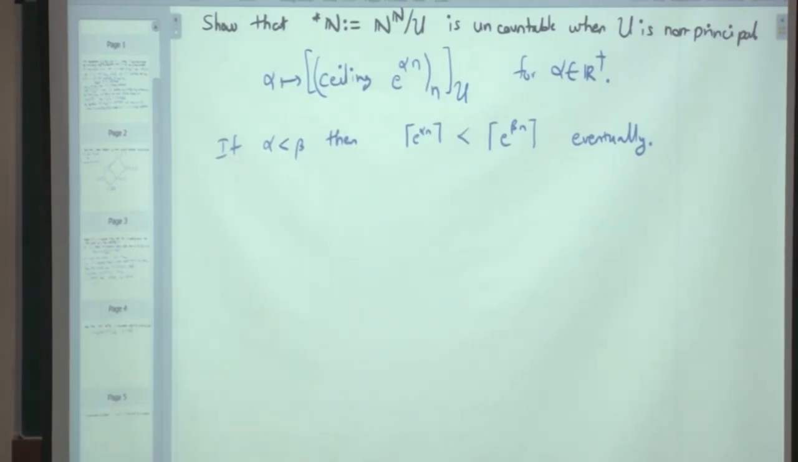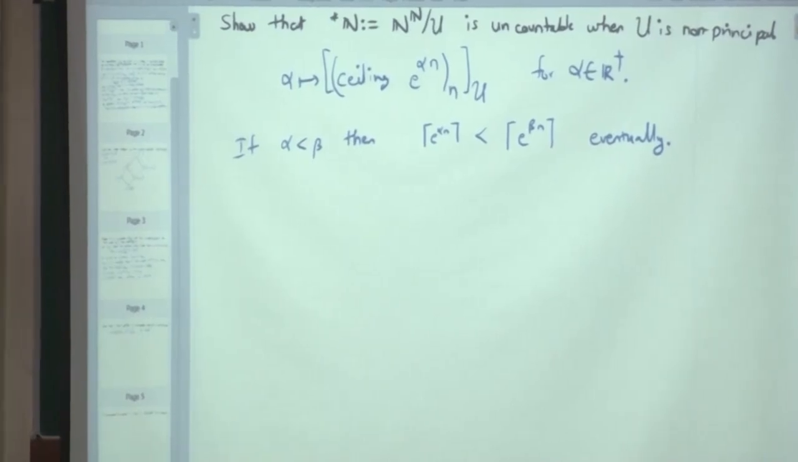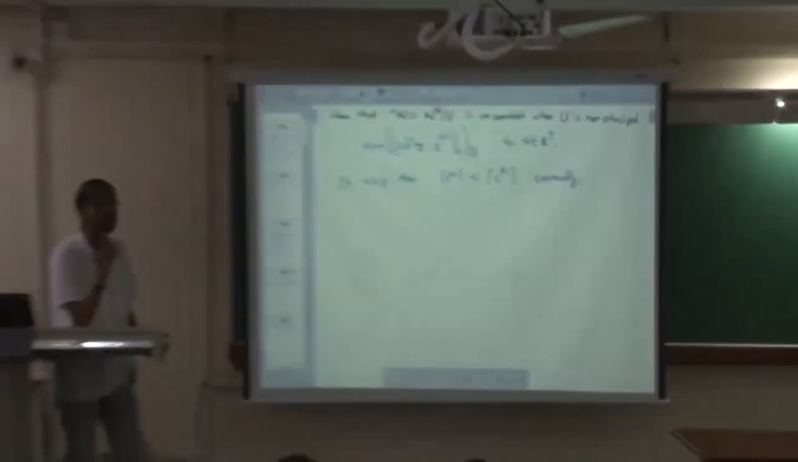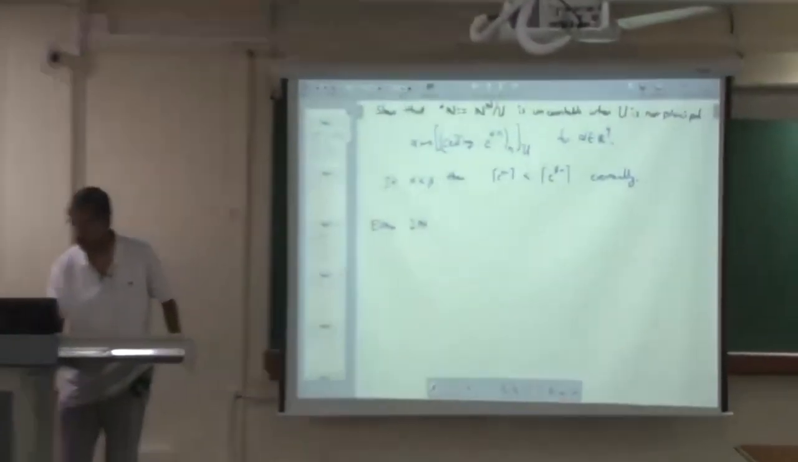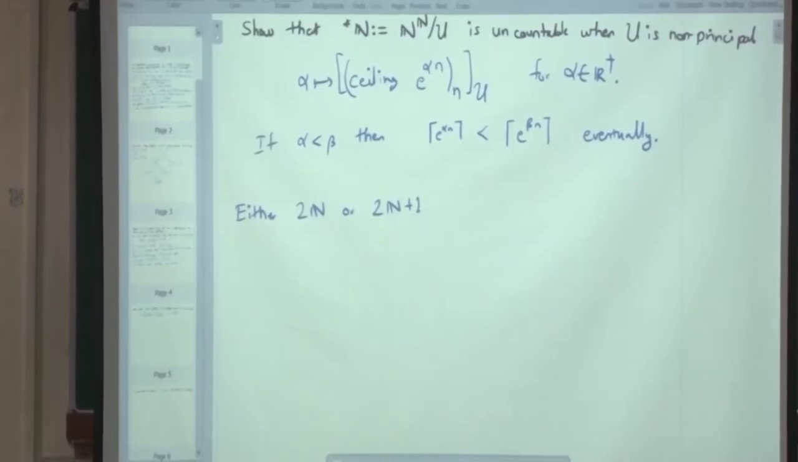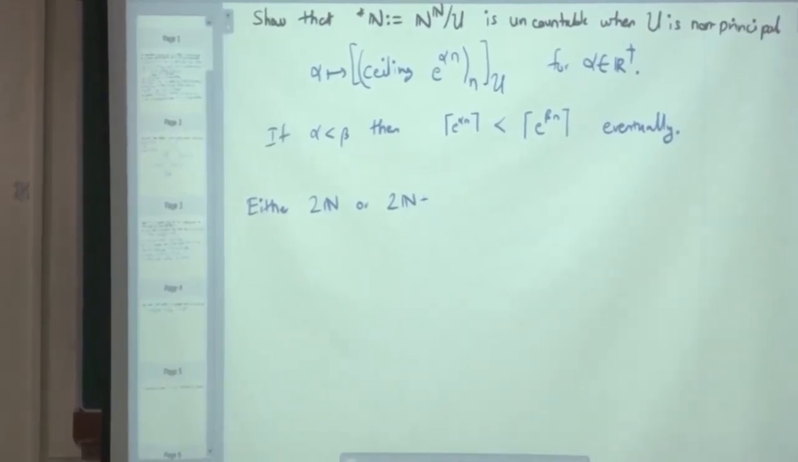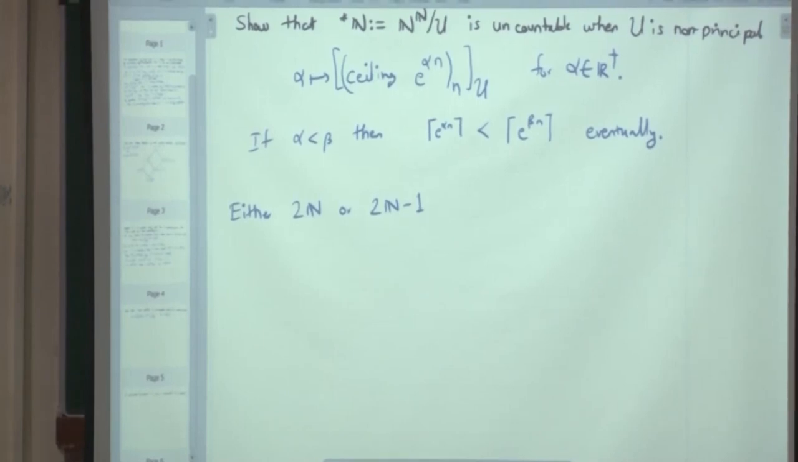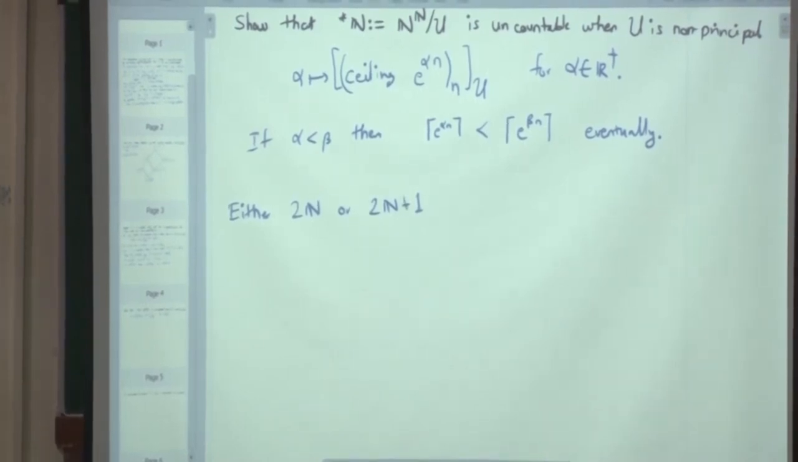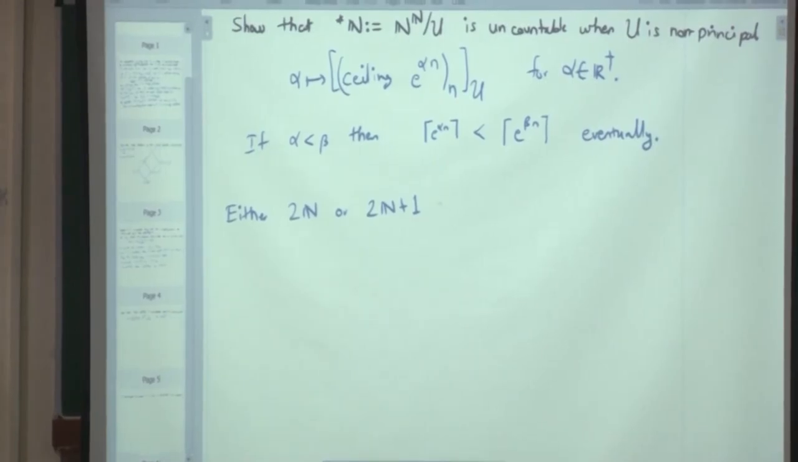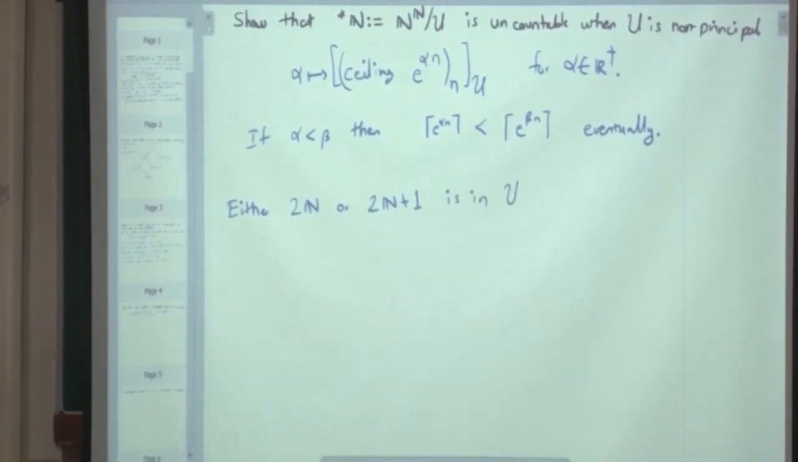Okay, I had an alternate solution, which is much simpler. Because we are talking about an ultrafilter U on the set of natural numbers, either the evens or the odds will be in U. Either 2n or 2n plus 1, which is all the things which can be written like this, is in U.